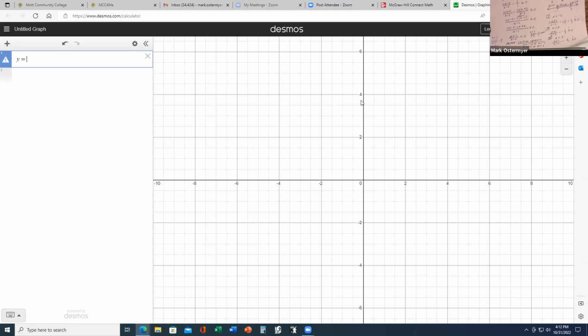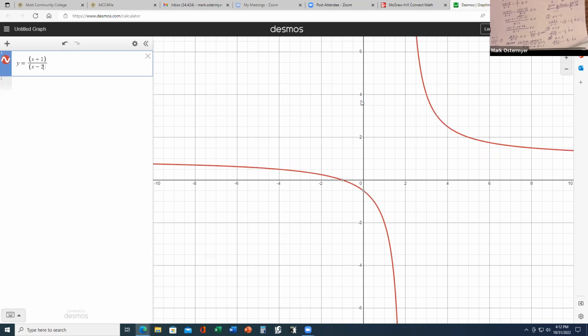I'm going to type in this rational function so we can verify very quickly that the solution set to this rational inequality is exactly what we got. So I'm just going to type in my rational function, and let's verify. Is my graph, ladies and gentlemen, below the x-axis on the interval from -1 to 2? -1 is right here.